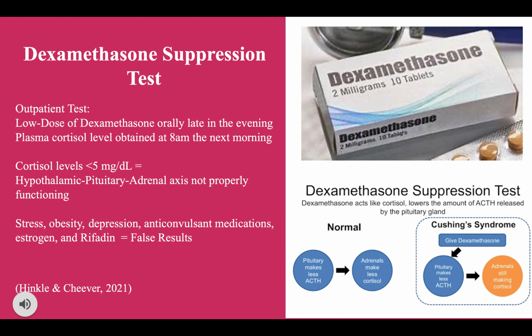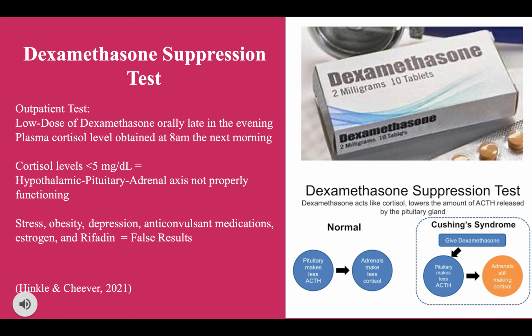The third test is an overnight dexamethasone suppression test, which is used to diagnose pituitary and adrenal causes of Cushing syndrome. It can be performed on an outpatient basis. For this test, a low dose of dexamethasone is given orally late in the evening or at bedtime, and a plasma cortisol level is obtained at 8 a.m.